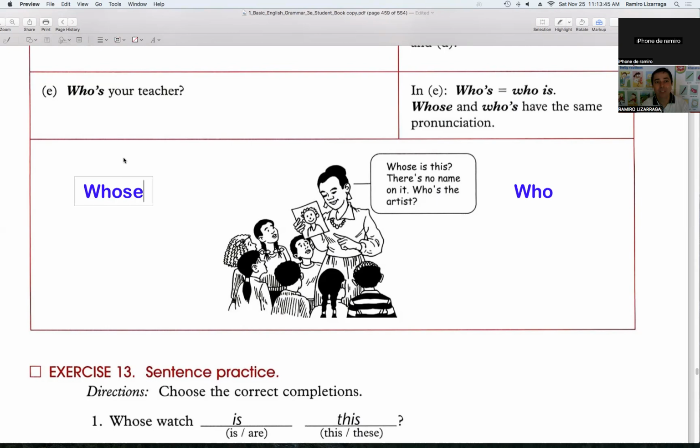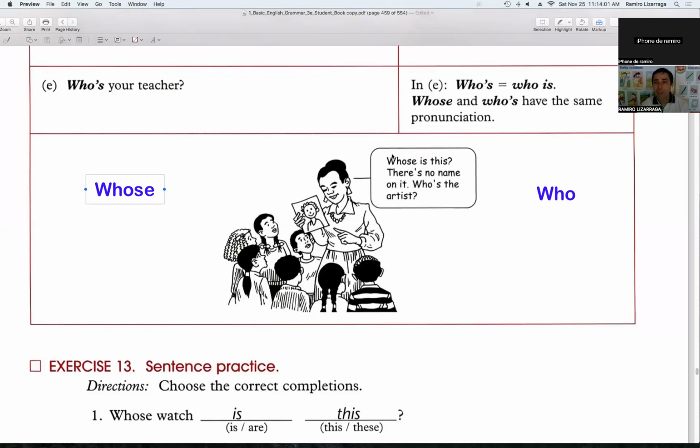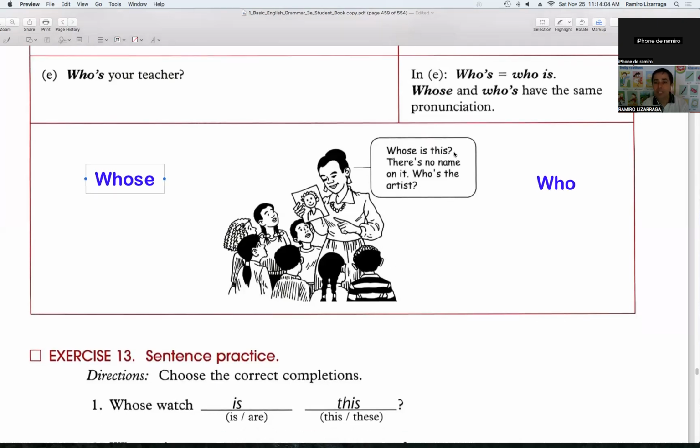That could be another way of seeing this. So who is for people, you can also say who is for objects, okay? Because look at the question here. Who's this and who's the artist? Who's the artist? This question, it's for people.